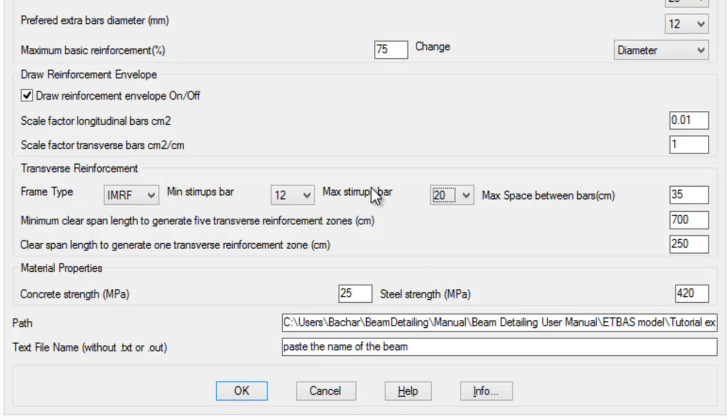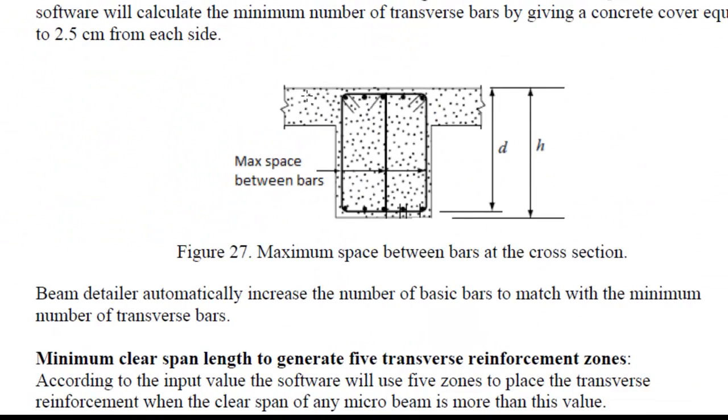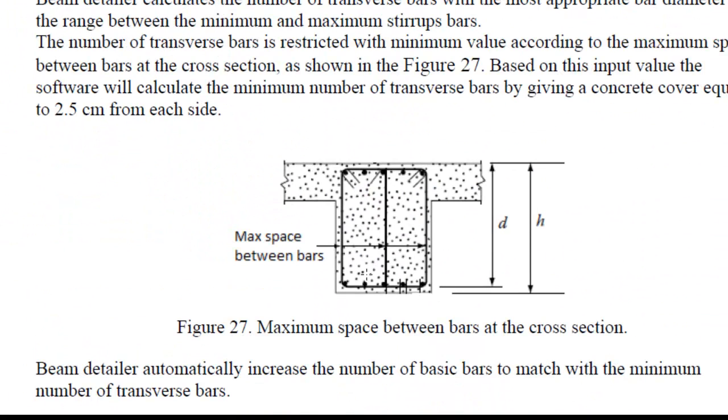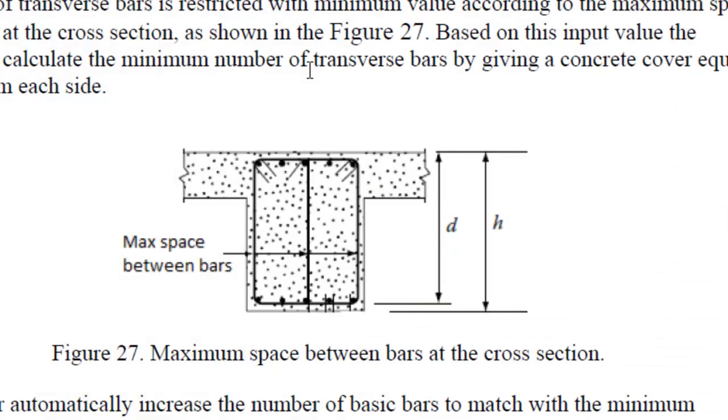As I said, BMDealer uses a smart algorithm to calculate the transverse reinforcement, the number of bars and the diameter, and at the same time satisfy the ACI conditions. So we're going to use IMRF, minimum stirrup bar 12 and maximum 20. This option is the maximum space between the bars, but this is at the cross section. If you go to the user manual, you have this drawing, and this is the maximum space. For example, if you put here the maximum space as 35.